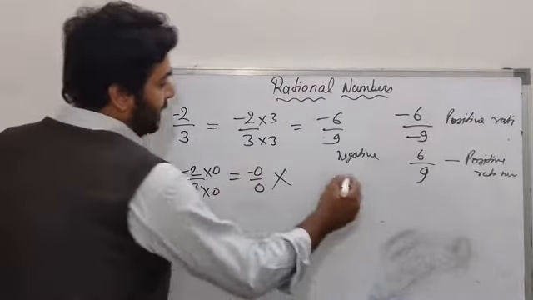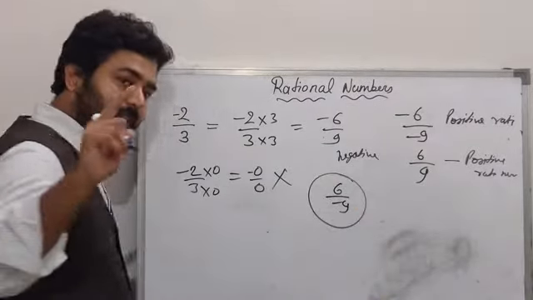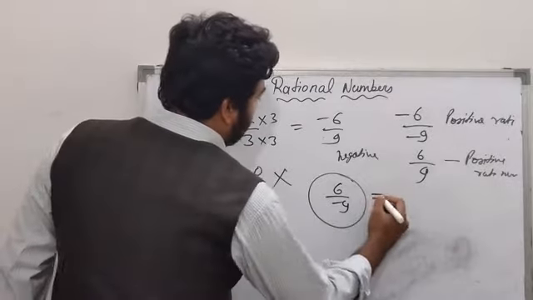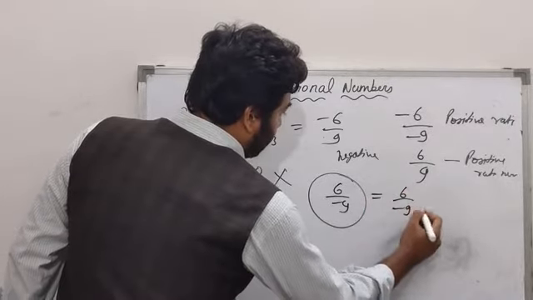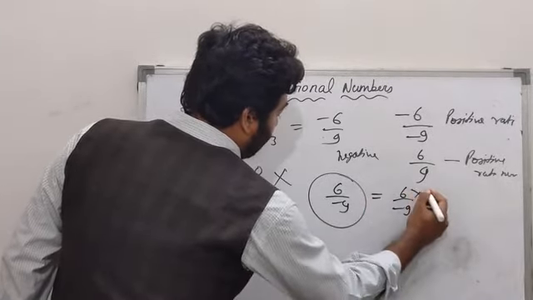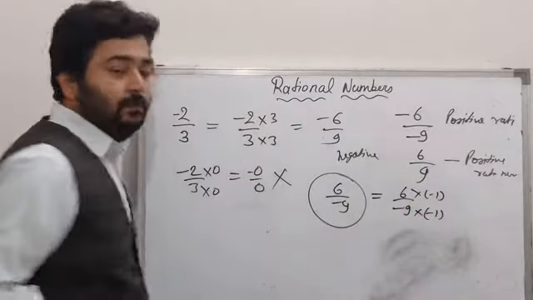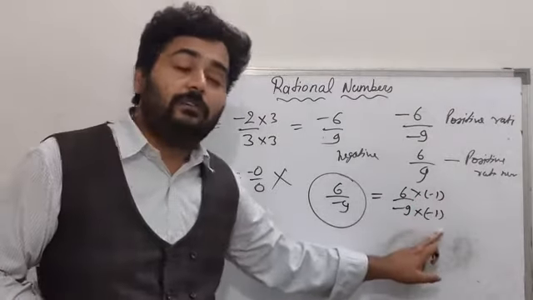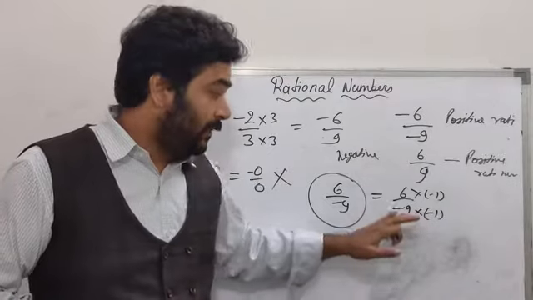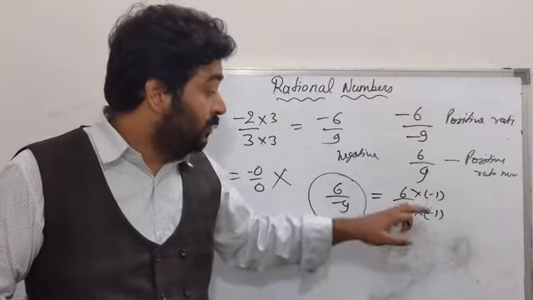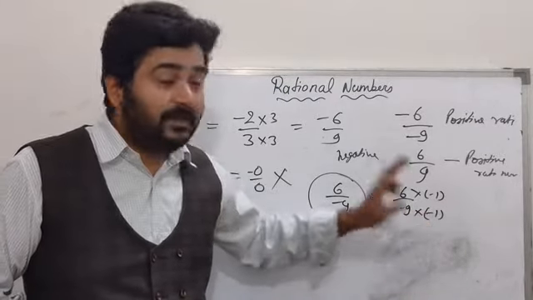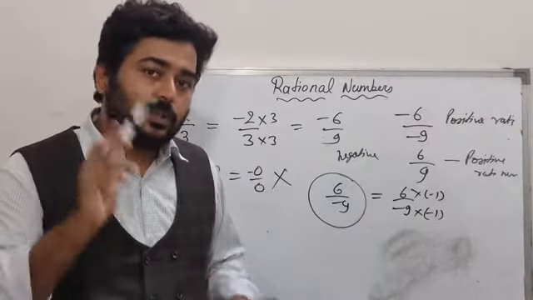See, now I have to write this 6 by -9 in standard form. So we will multiply this by -1 because we want to remove this minus. When I have to remove this minus, we will multiply it by -1. If I want to remove this minus, I will multiply this -9 with -1. Clear? Is this clear to you?